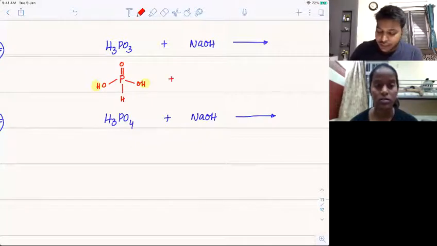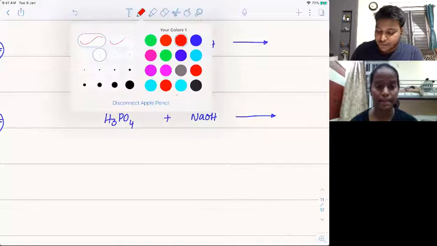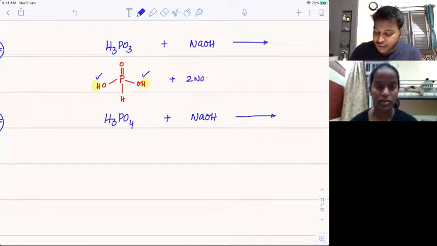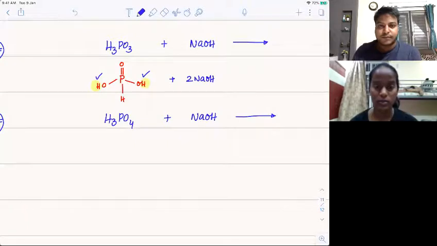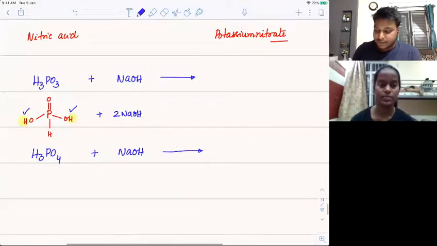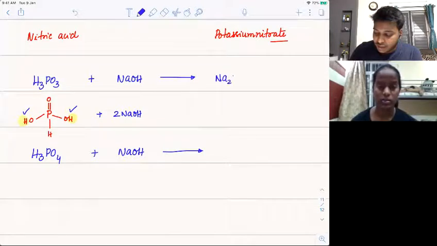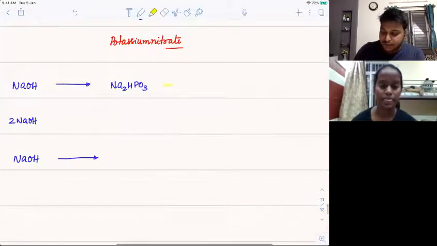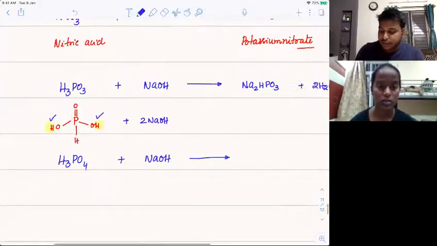So if I treat with NaOH, how many NaOH do I need? I need one H plus here and one H plus here to be replaced. So I need at least 2 NaOH for this. Are you getting it? Therefore the salt would be Na2HPO3, because this H is not lost. This H is still there. This plus 2 moles of H2O.